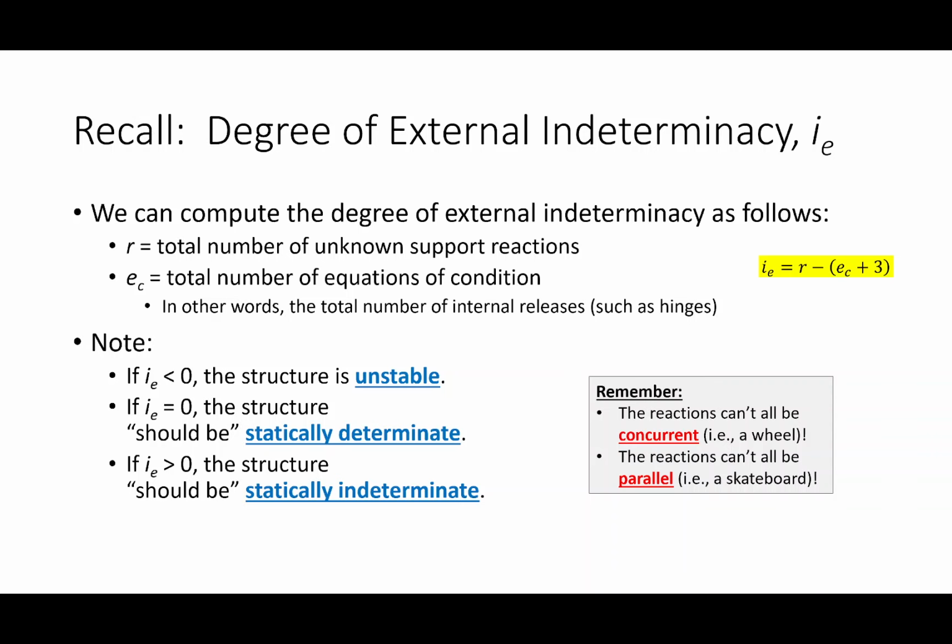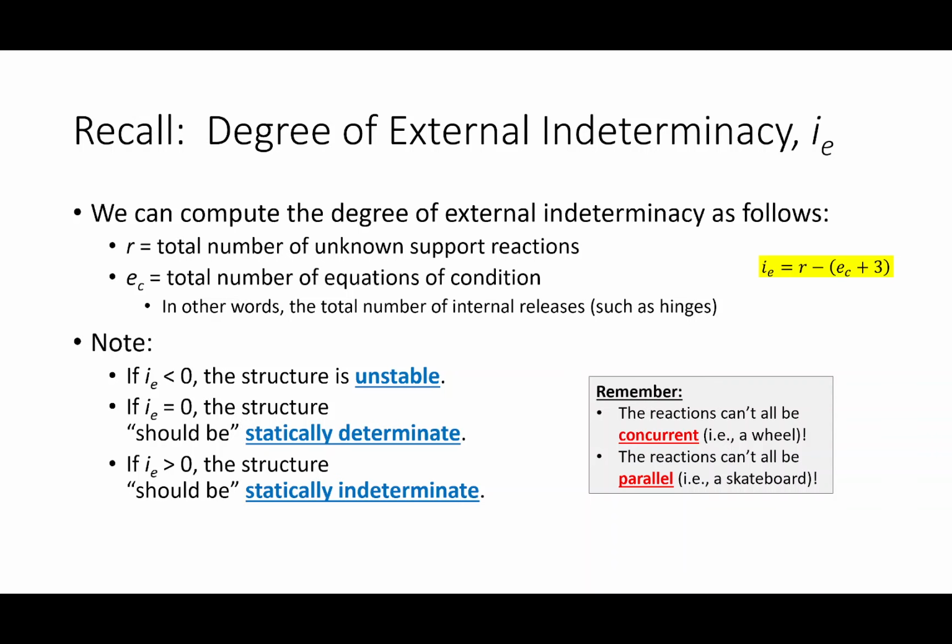And then what we said is that if I sub E is negative, the structure is unstable. We said that if it's non-negative, either 0 or positive, the structure should be stable. If the value is 0, it should be statically determinate. If it's greater than 0, it should be statically indeterminate. And remember, that whole "should be" was that there are qualifiers to this determination, because the reactions cannot all be concurrent, and they cannot all be parallel, right?